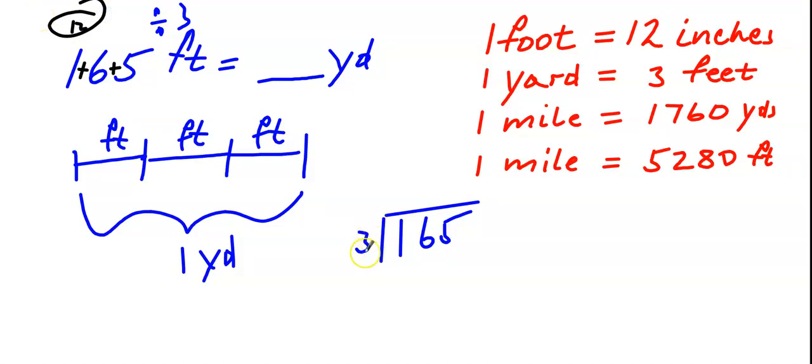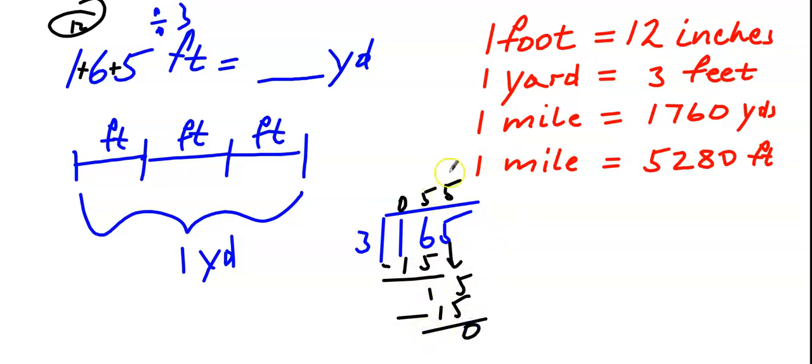So let's divide. 3 goes into 1 0 times. 3 goes into 16 5 times. 5 times 3 is 15. Subtract, we get 1, bring down 5. 3 goes into 15 5 times. Our answer is 55, so we put 55 as the final answer.